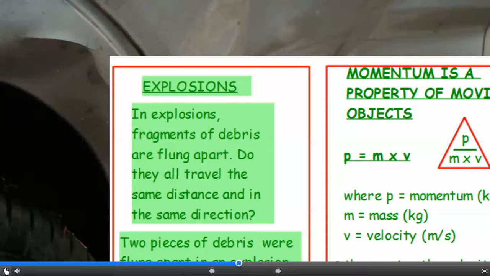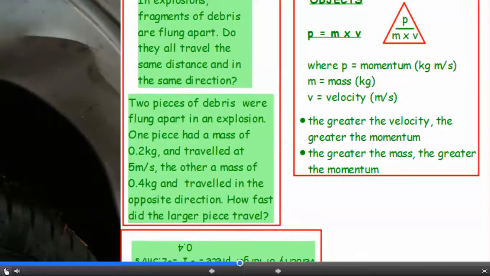Explosions. Now in explosions, fragments of debris are flung apart. So do they all travel the same distance and in the same direction? Now in this example, two pieces of debris were flung apart in an explosion. One piece had a mass of 0.2 kilograms and travelled at 5 meters per second, and the other had a mass of 0.4 kilograms and travelled in the opposite direction. How fast did the larger piece travel?